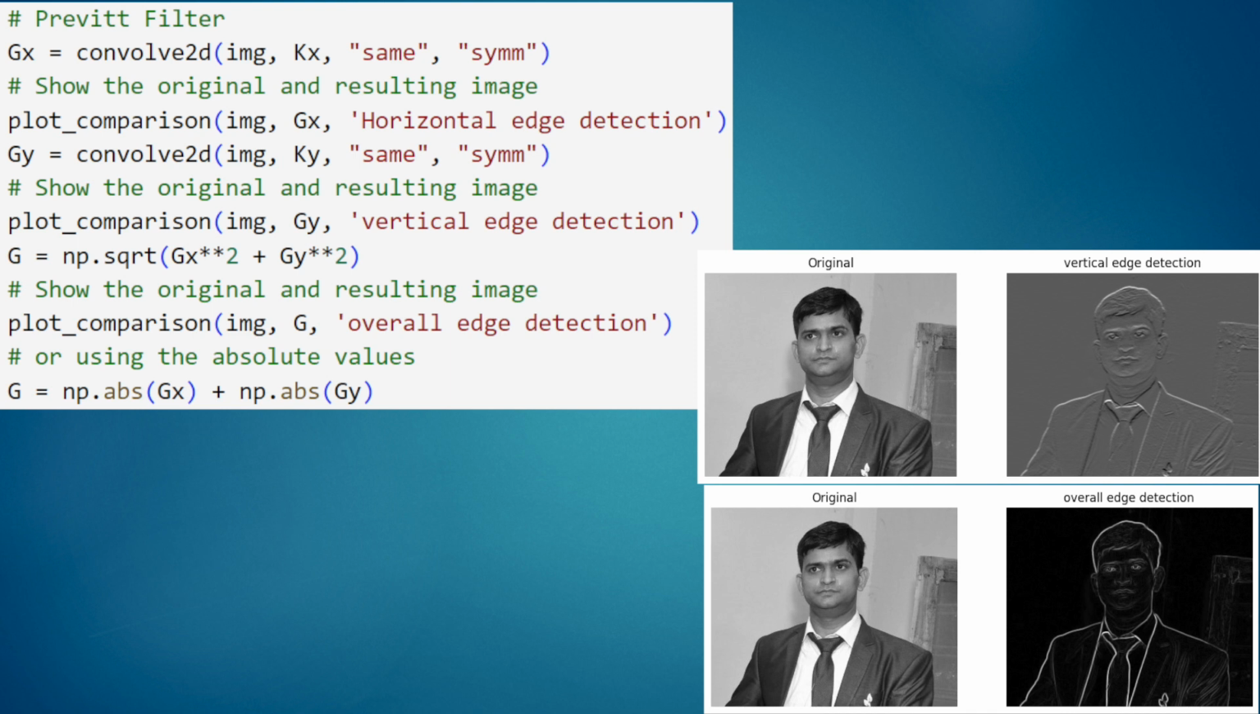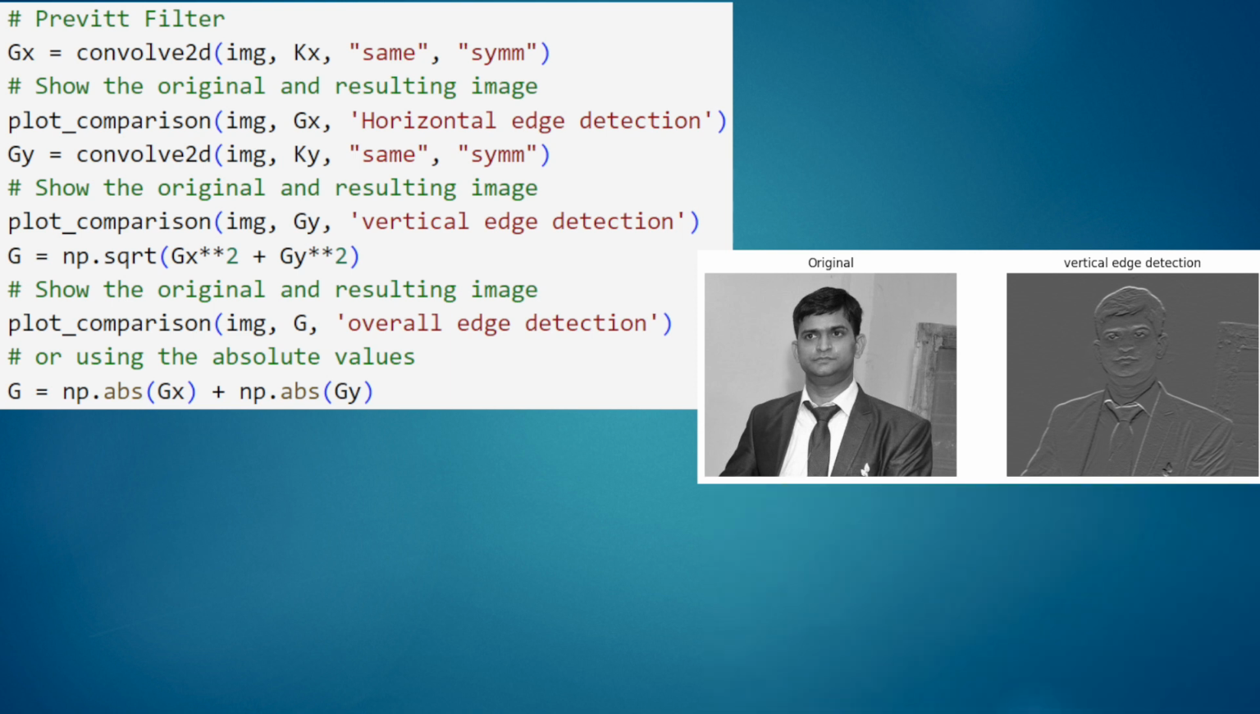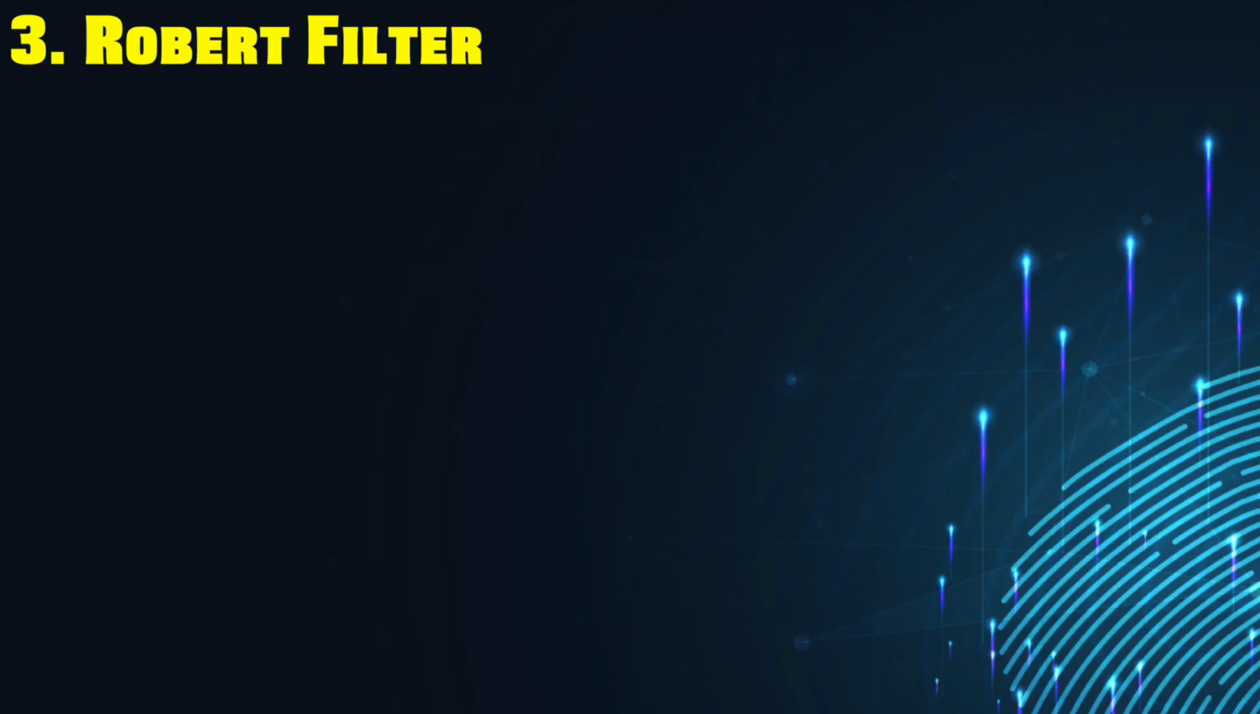There is another way to do this. Instead of using root over x square plus y square, you can also take the absolute value of x plus the absolute value of y. This will provide results similar to the previous one. So there can be many methods of combining the values of x and y. The next is the Robert filter.